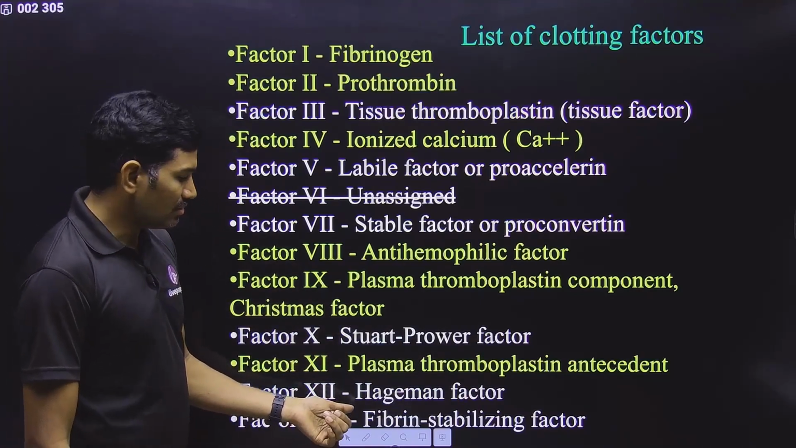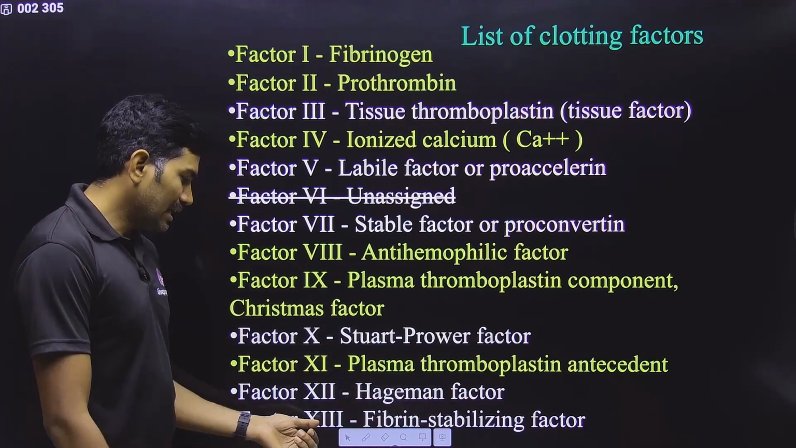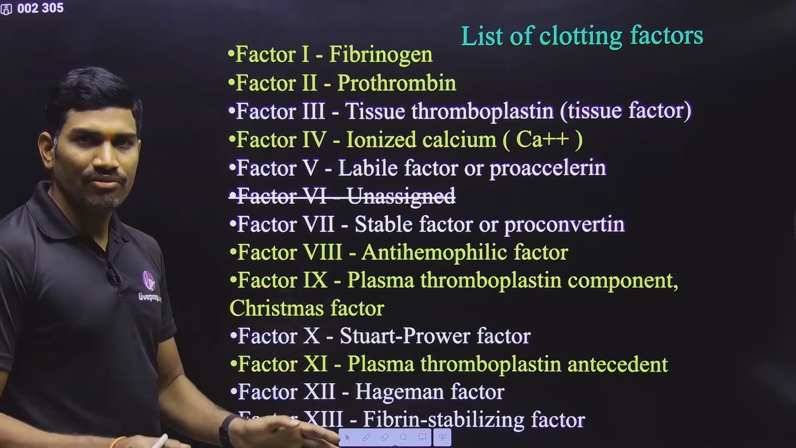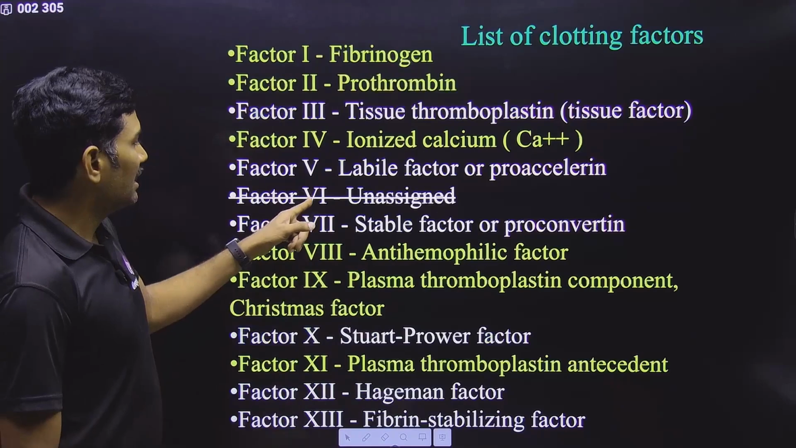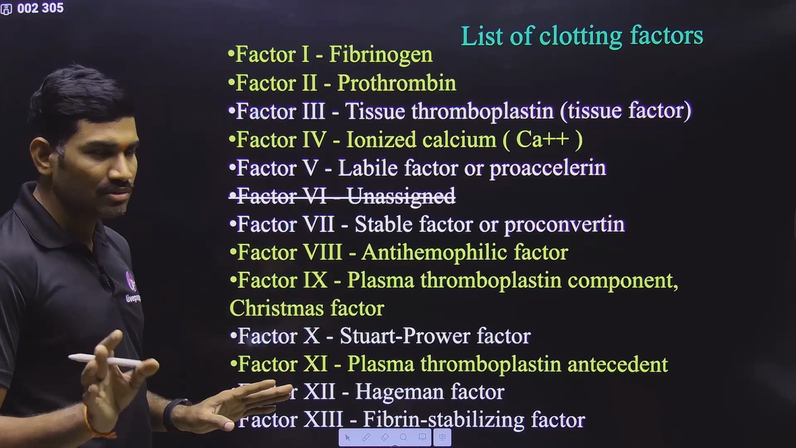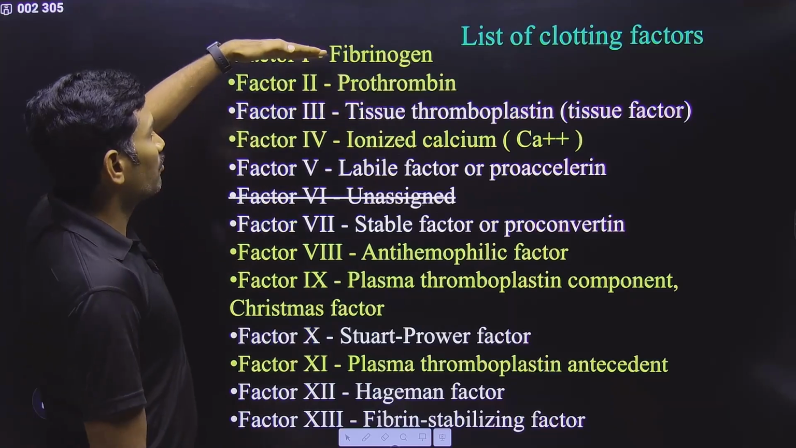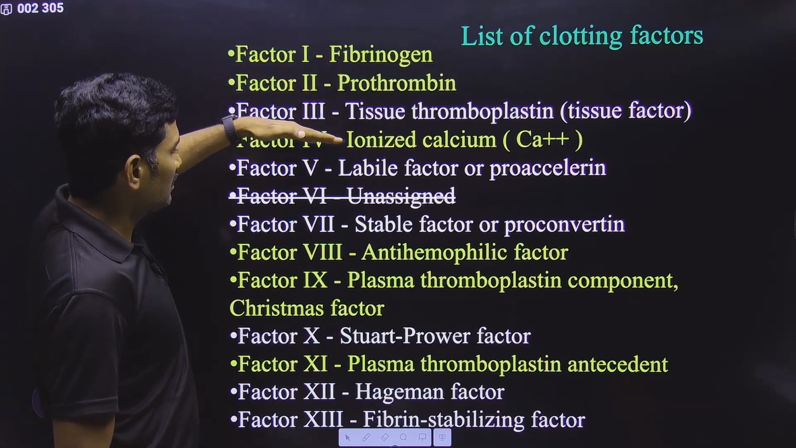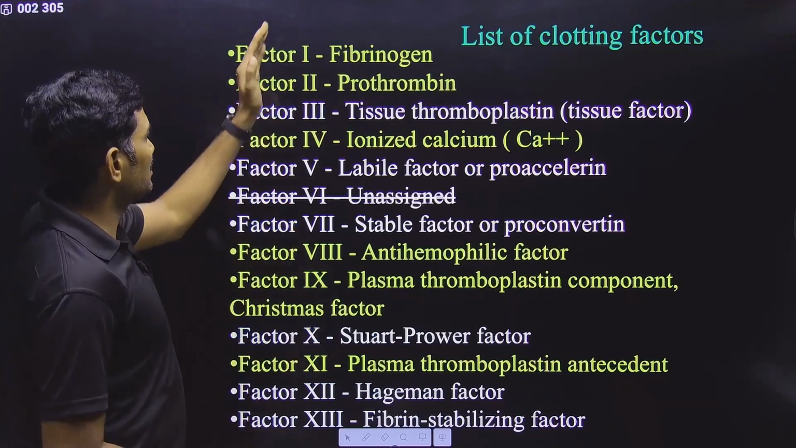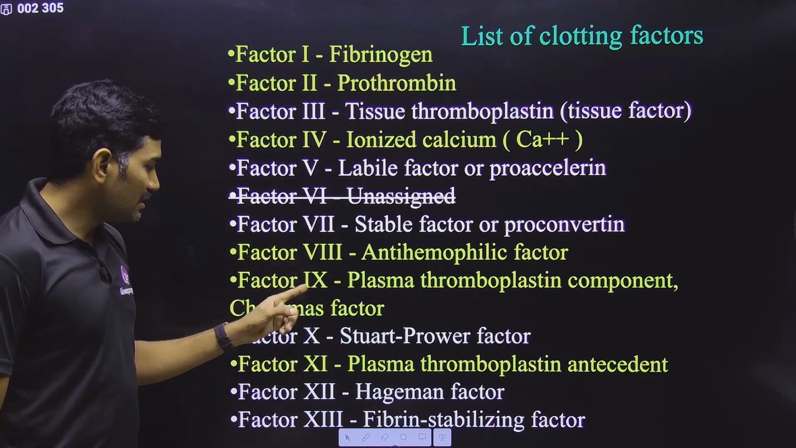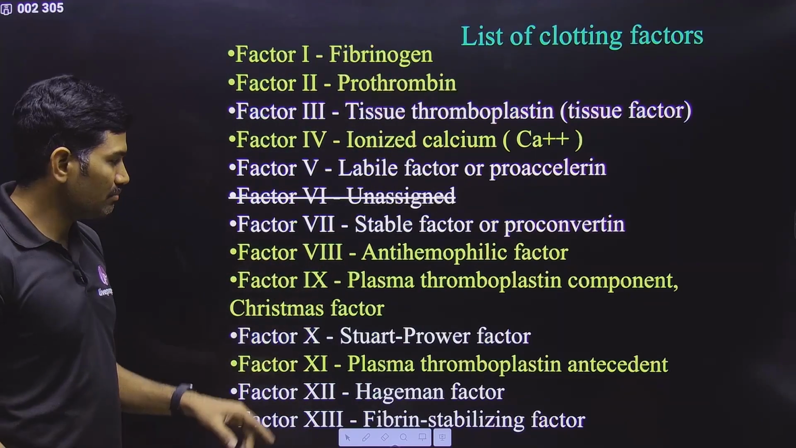Next, number 12 is Hageman factor, and number 13 is fibrin stabilizing factor. So these are the total 12 factors. Numbers are given like this, and number 6 is not present. Clear? And out of this, what are compulsory with number and name? One is important, second is important, third is important. That's it. These three, numbers and names, you need to remember. For 8, 9 and 11, simply remember the numbers.